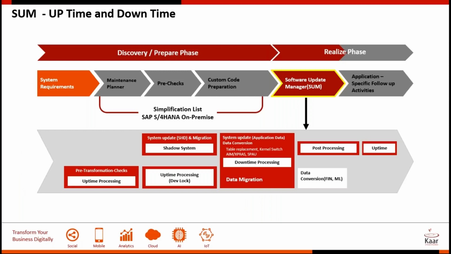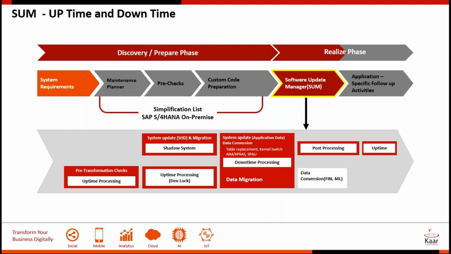The data migration still has to happen during the downtime. So once the SUM is done, then you step into the data migration process. It is at this time in the data migration process that all the data that was in ECC has already come into your S4HANA database. And now a number of steps will have to be done to migrate all this data from ECC kind of structures into the S4 structures.